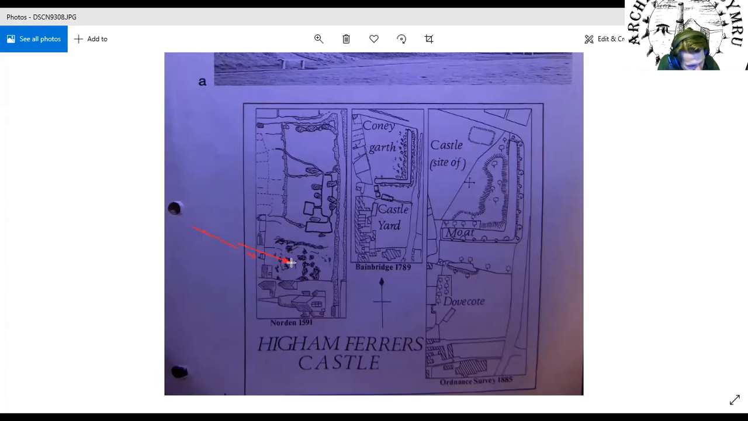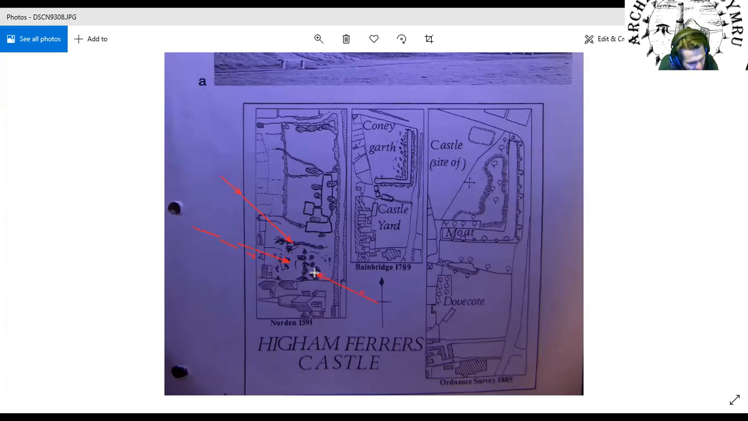Norden's map shows this process actually taking place. In other words, what's happening is the castle is being demolished. These indicate piles of stone from the castle. The castle's been demolished and they piled the stone up. So the process of demolishing the castle is shown on the map in 1591.